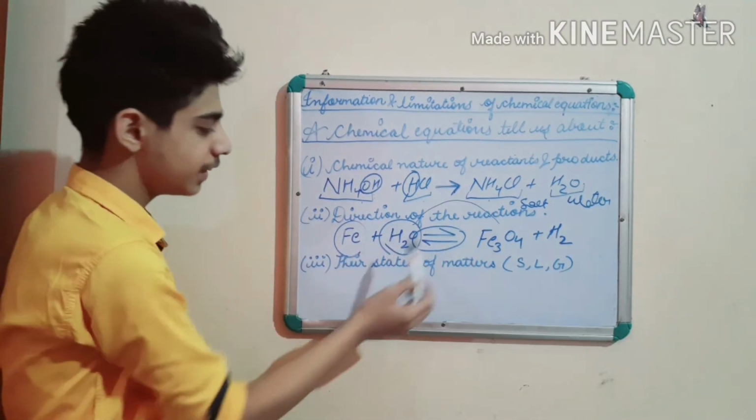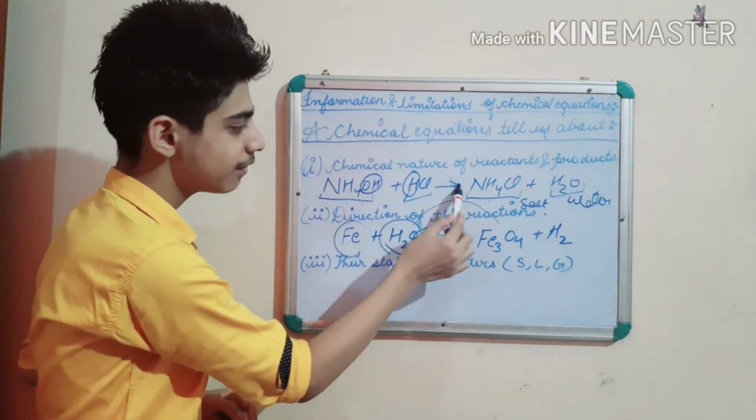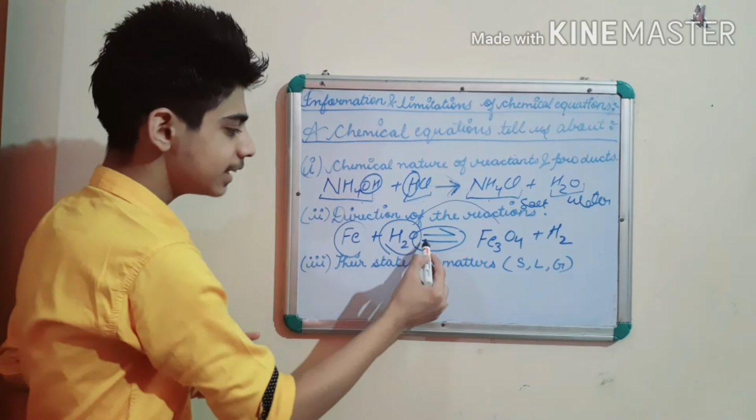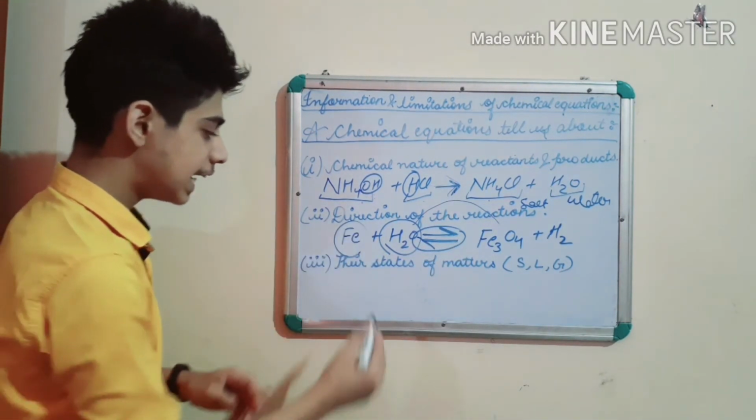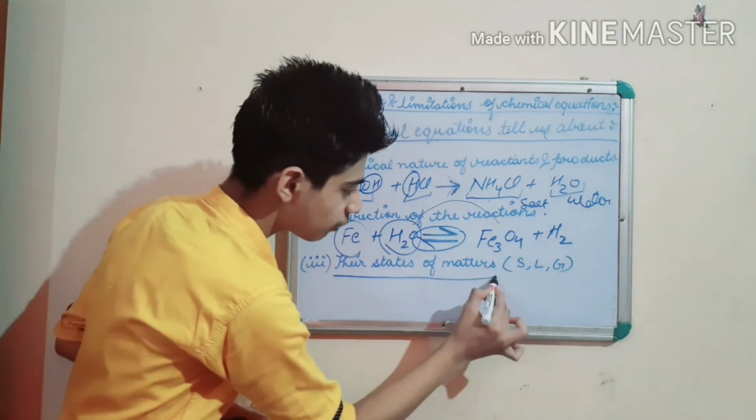So these are the 2 points: the chemical nature of reactants and products can be known by chemical equations. Second is the direction of the reaction. I have told you, first is irreversible, which cannot be reversed. Second is the reversible reaction, which can be reversed. Now third comes their states of matter.